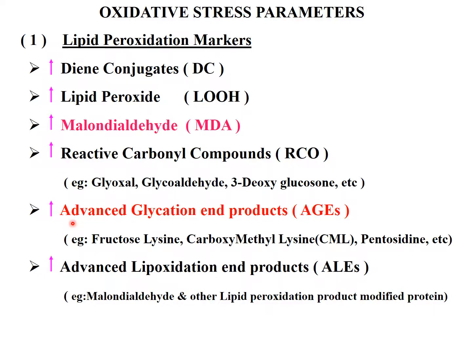Similarly, we just saw how advanced glycated end products, when increased in concentration, mean there are a lot of free radicals there. There are also advanced lipoxidation end products. Again, these are all parameters that indicate excessive generation of free radicals. All right. So once we identify these free radicals, we can start substituting a lot of antioxidants in our diet, or as a treatment, to reduce these defects.